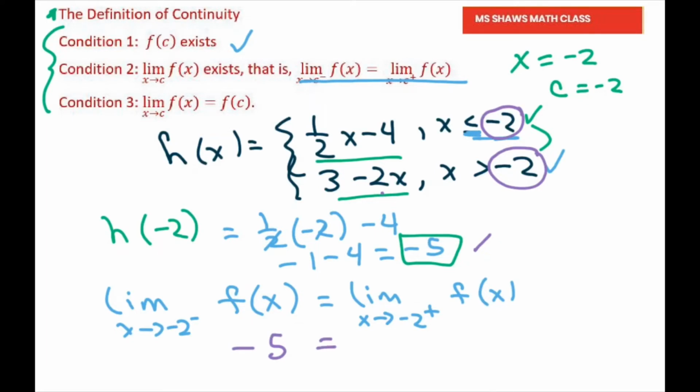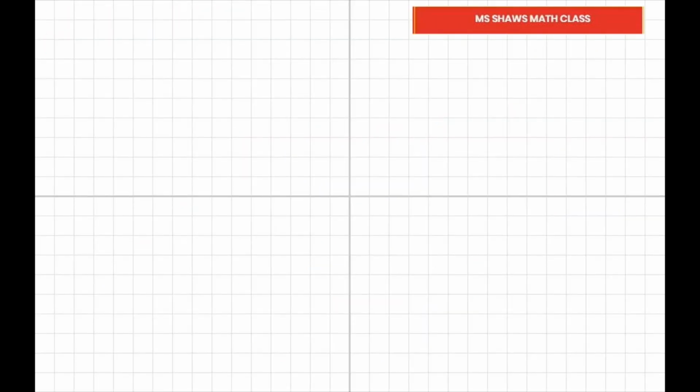If I plug in from the right, all the numbers right of -2, you write 3 minus 2 times -2. That's going to be 3, two negatives make a positive, so plus 4, and that equals 7. Well, it looks like these two do not equal each other, so the limit does not exist here. That means this function is not going to be continuous. There's going to be some kind of discontinuity involved. So let's graph and see really what's going on.